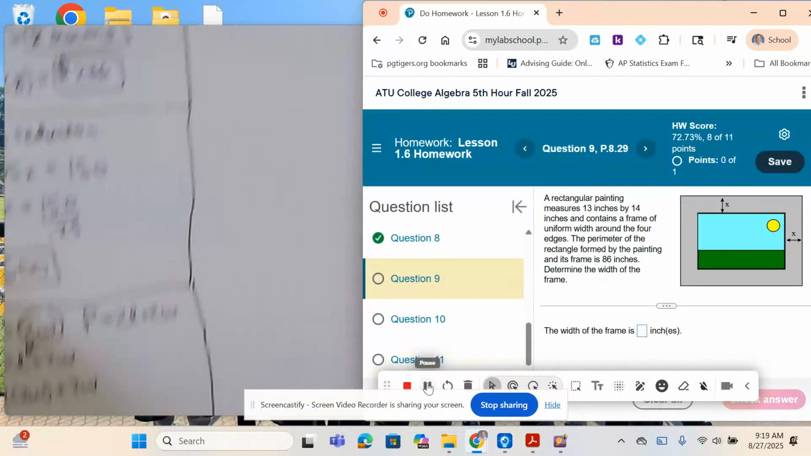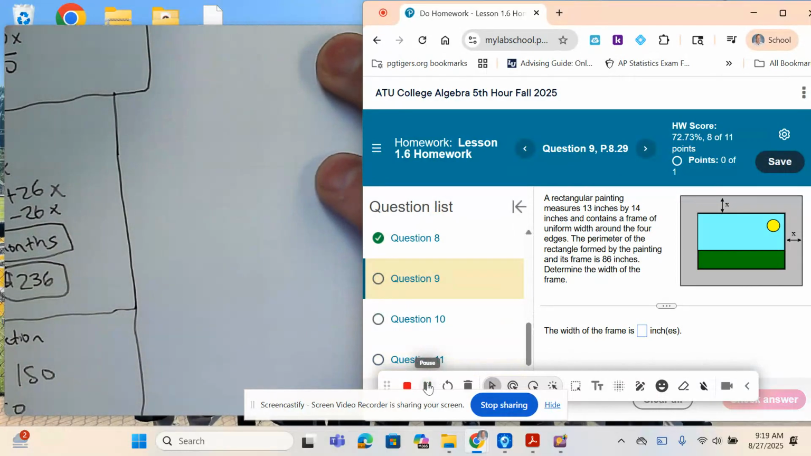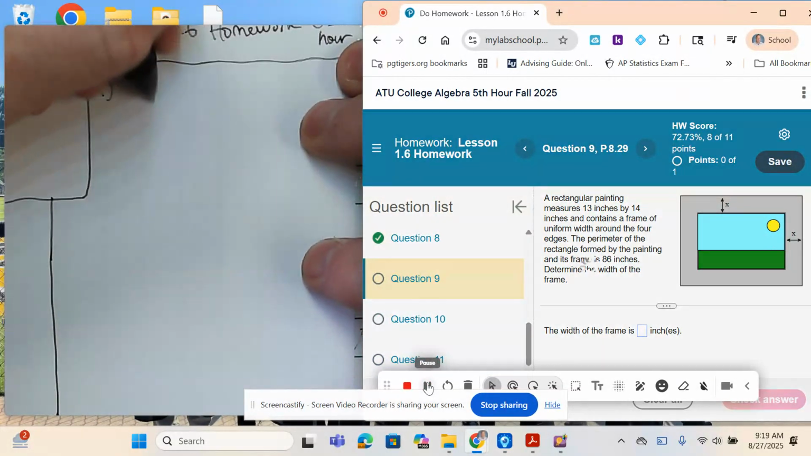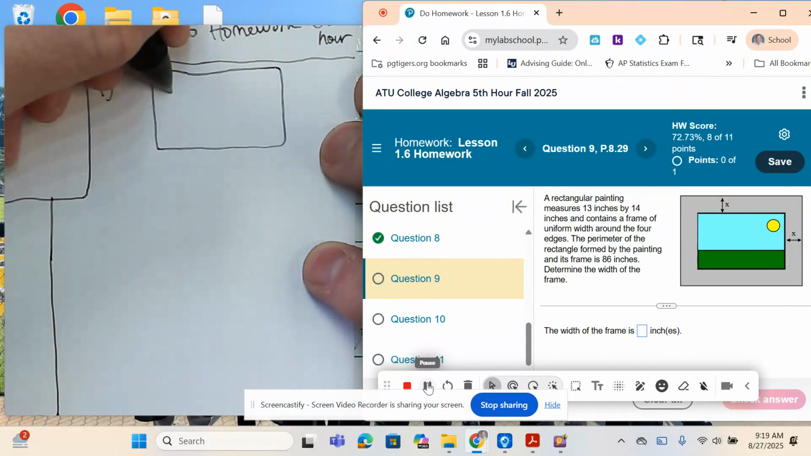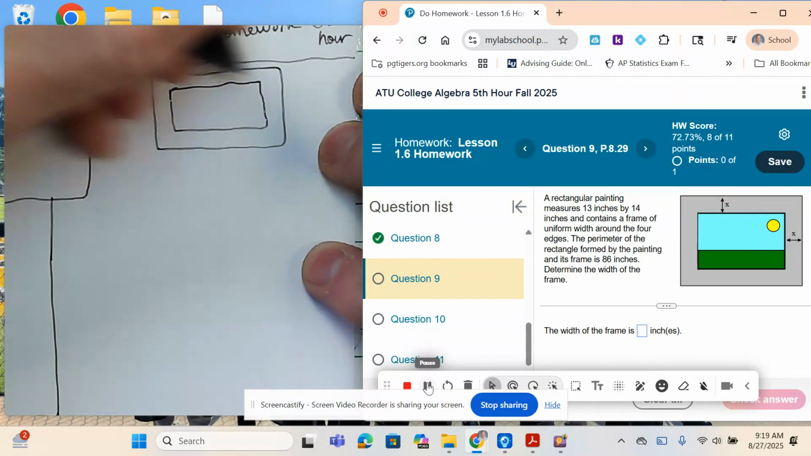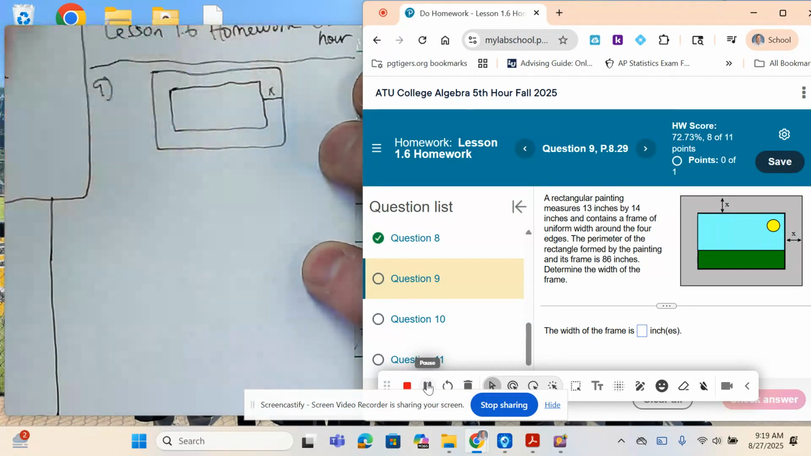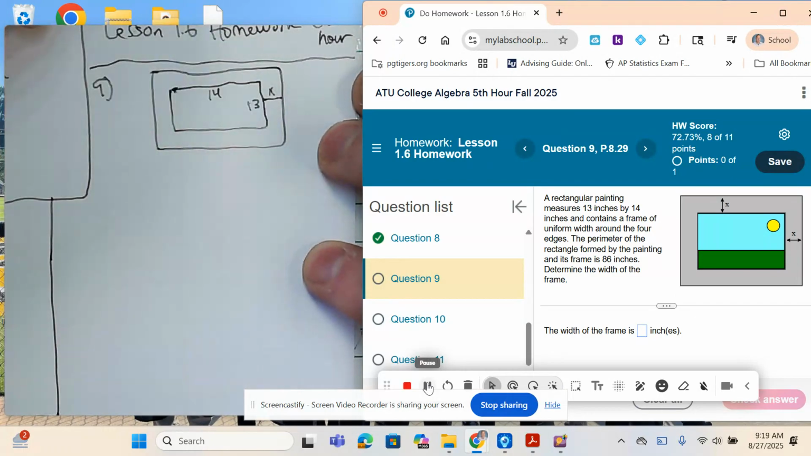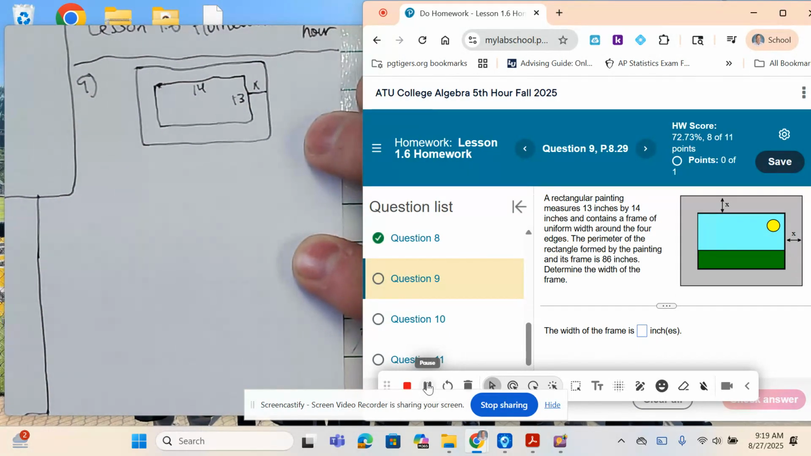Number 9, a rectangular painting. Got to be careful here. I'm going to draw this out here. That's X. It measures 13 by 14. Obviously not drawn to scale. And it has a frame around it. The perimeter of the rectangle formed by the painting in its frame is A6. Determine the width of the frame.